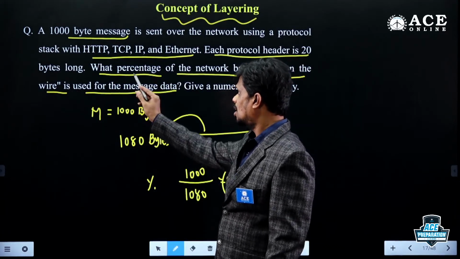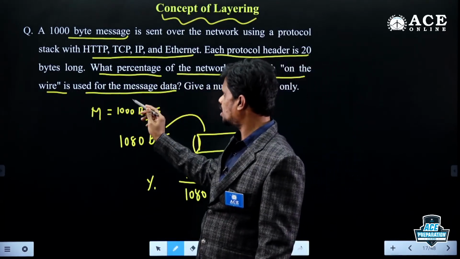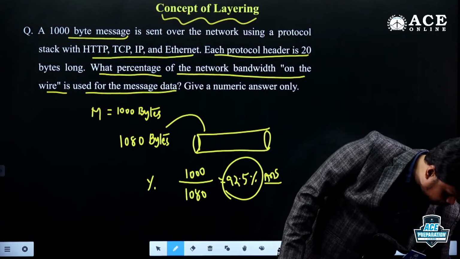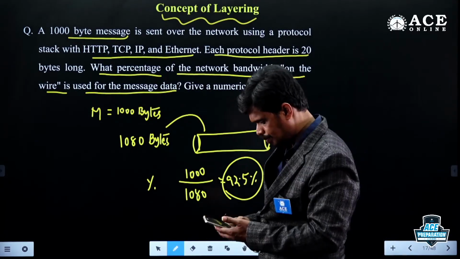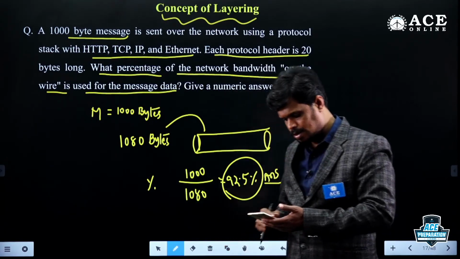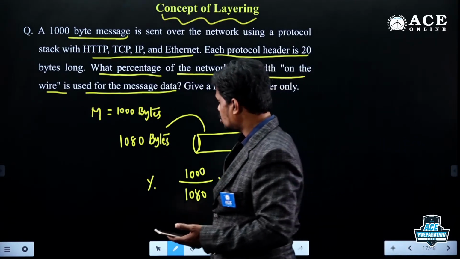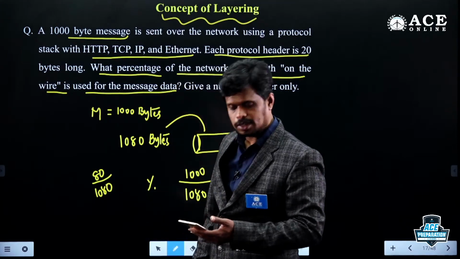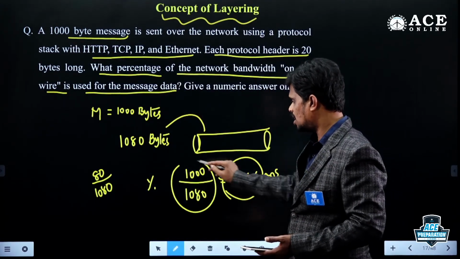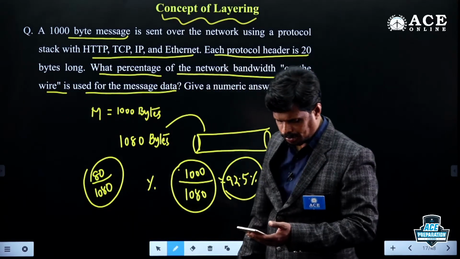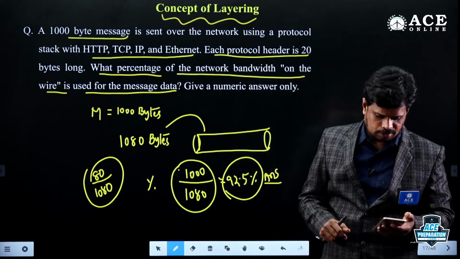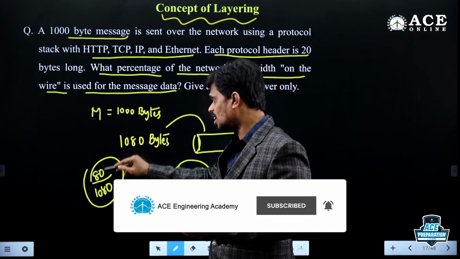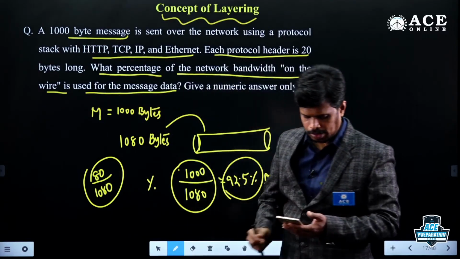For example, if I ask what percentage of the network bandwidth on the wire is used for headers, what is the answer? If I ask only for headers, then what is the answer? So simply, if I ask for headers, then it is going to be 80 by 1020. This is the percentage, right? If it is the data portion, this is for message data, but this is the headers one. Am I correct or not? Right. Yes, Lena, it is 1000 by 1080 for message data. But if it is asking about the headers, then it is 80 by 1080. Okay? Right.